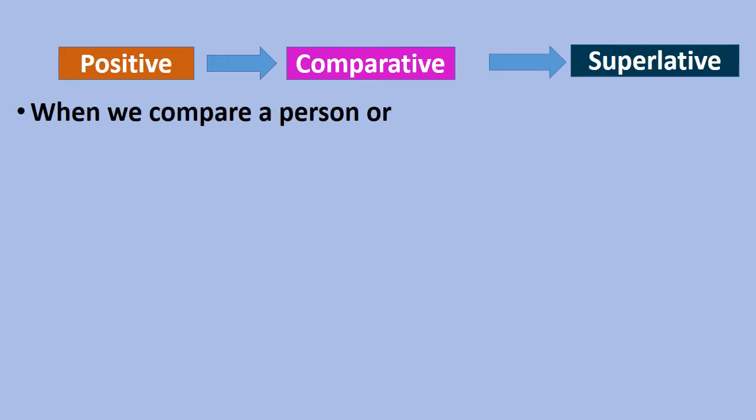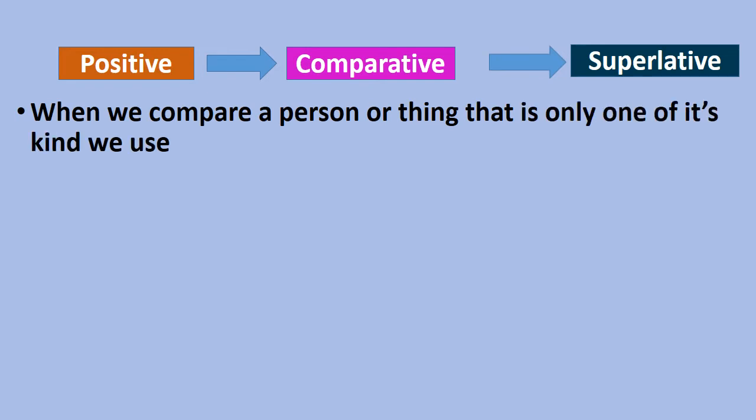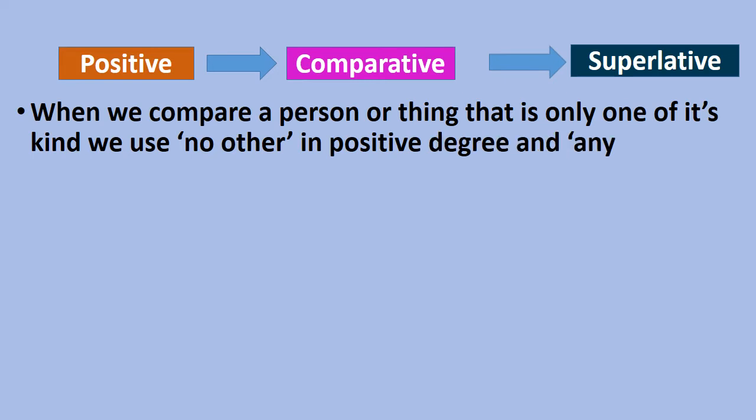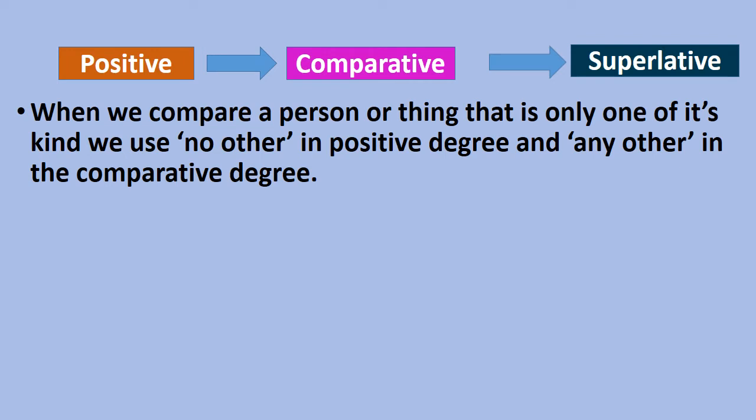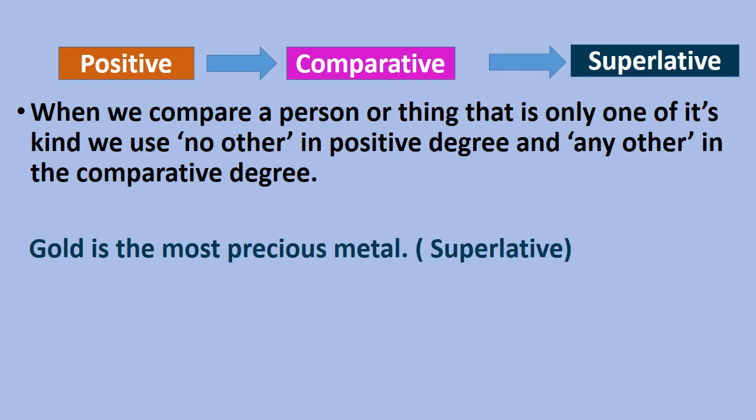When we compare a person or thing that is only one of its kind, we use "no other" in positive degree and "any other" in the comparative degree. That means the superlative degree says that this person or thing is the only one. For example, gold is the most precious metal. This is a sentence in superlative.